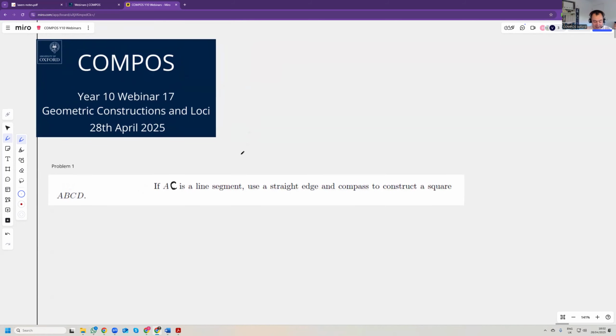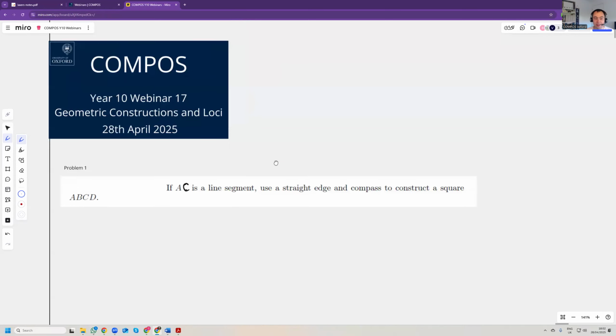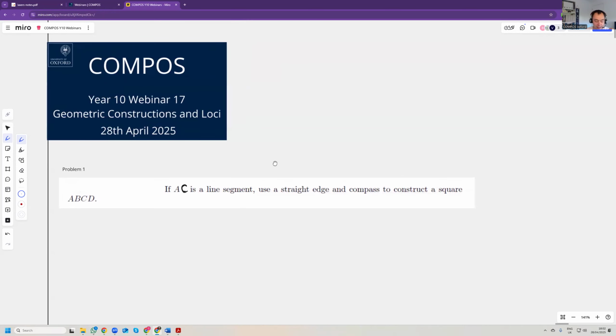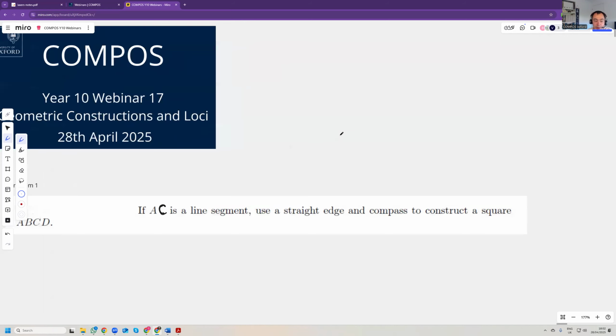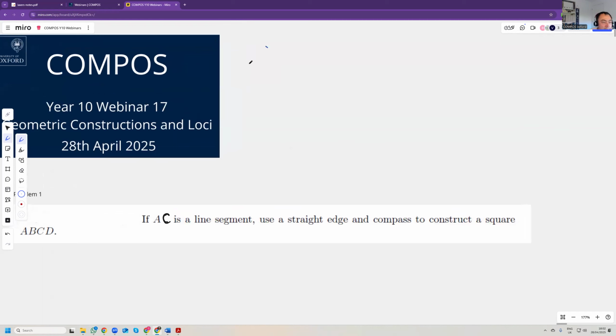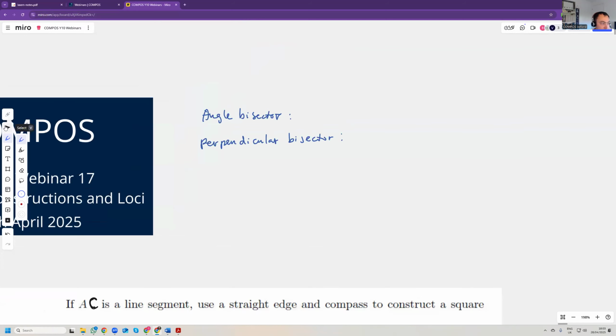And so the basic things that you need to know how to do are the angle bisector and the perpendicular bisector. So the two basic constructions are the angle bisector and the perpendicular bisector. And I hope you all know how to do these.